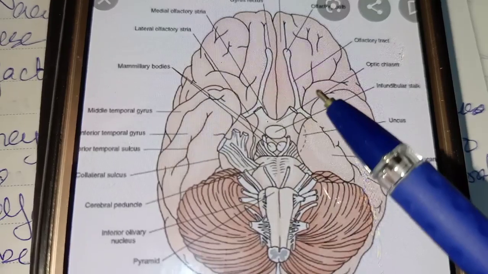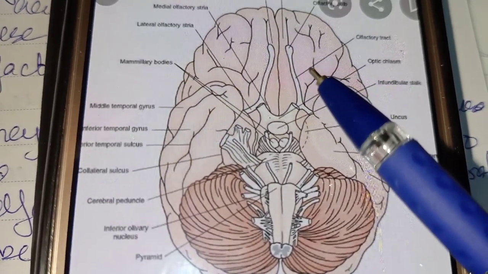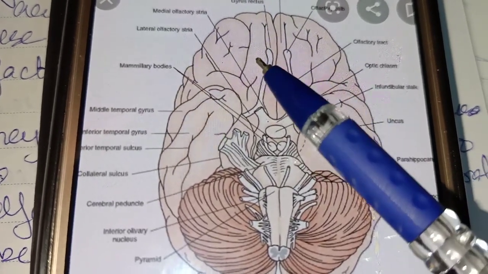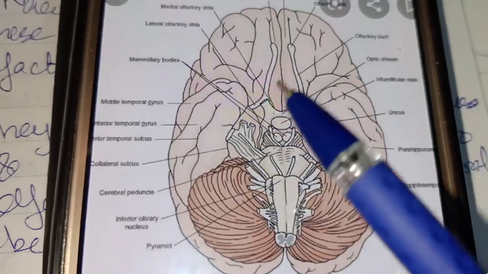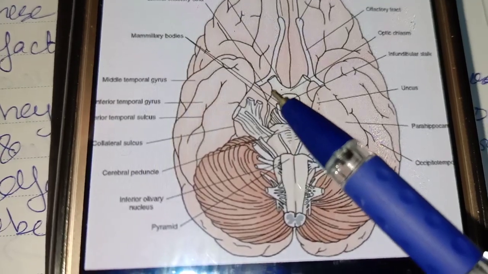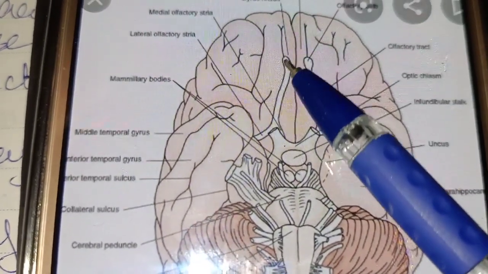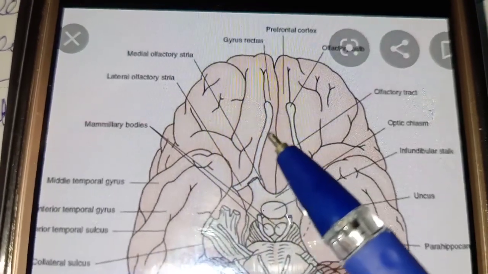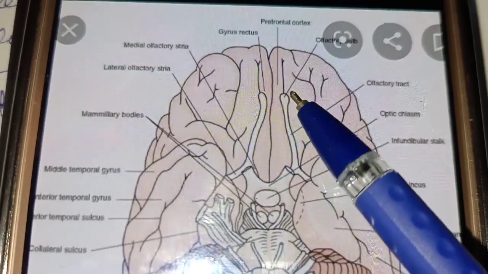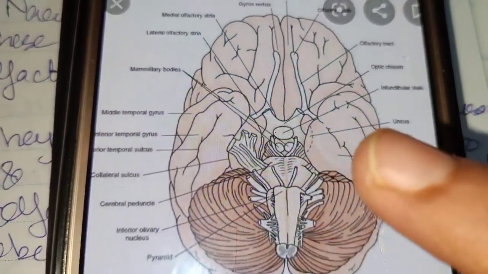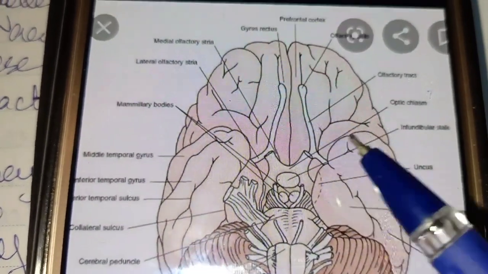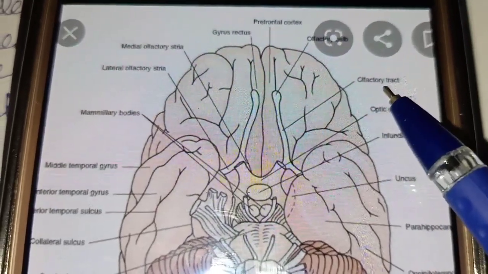So the inferior surface consists of olfactory lobes. This is the pair of olfactory lobes, a part of the forebrain. Now this consists of an anterior swollen part, which is known as the olfactory bulb, and the narrow posterior part, which consists of the olfactory tract.